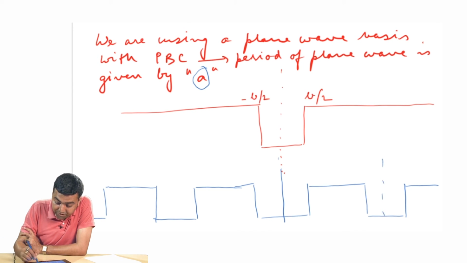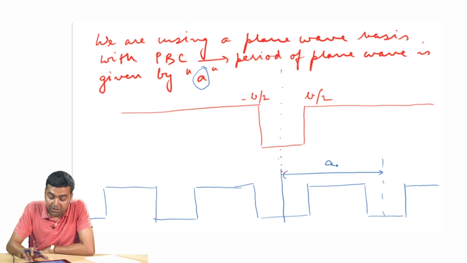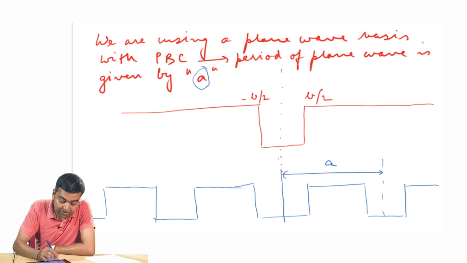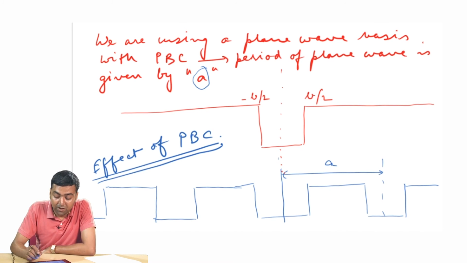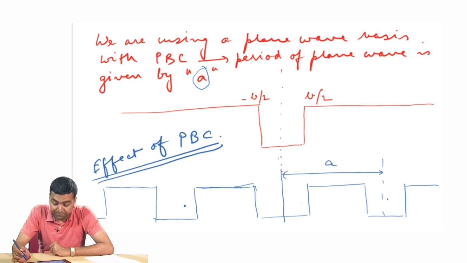Okay. So, this distance is my A. So, now I have a potential which is repeating. This is the effect of periodic boundary condition here. So, for this particular problem, this periodic boundary condition imparts a spurious interaction between this potential here and its periodic image here. So, we need to take this fact into account.